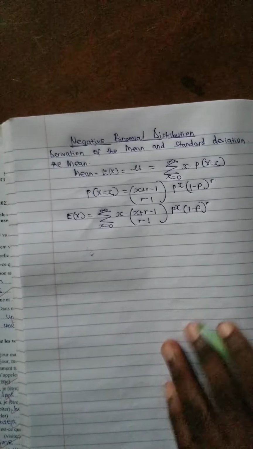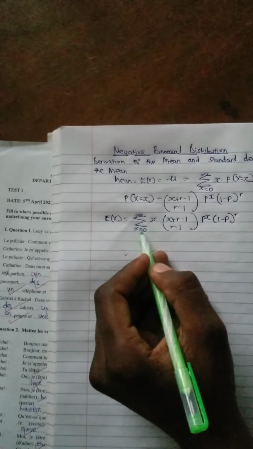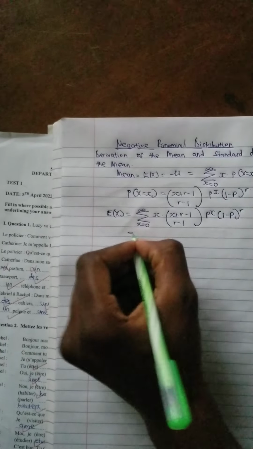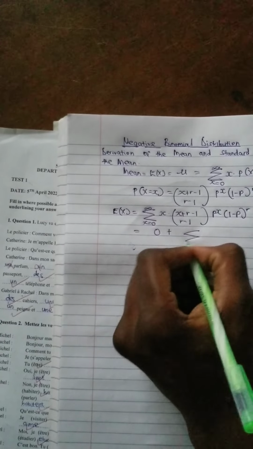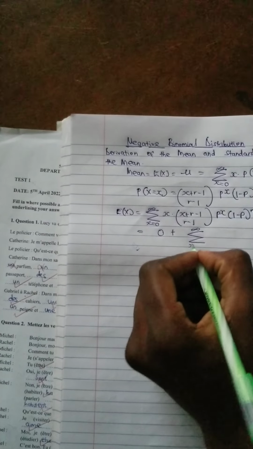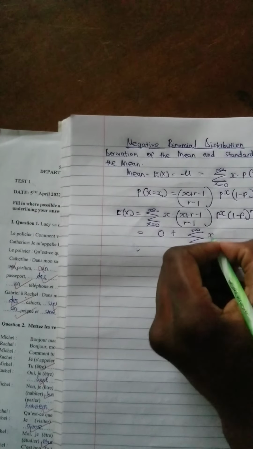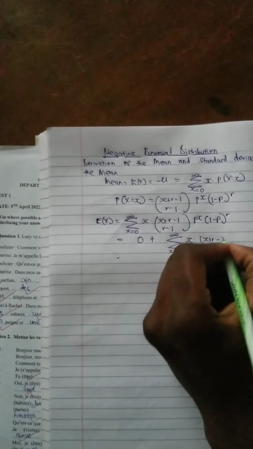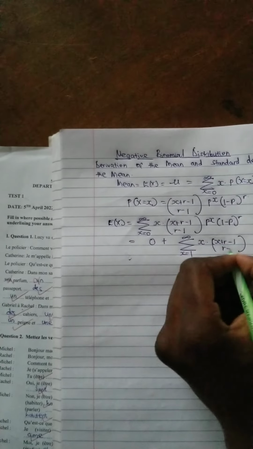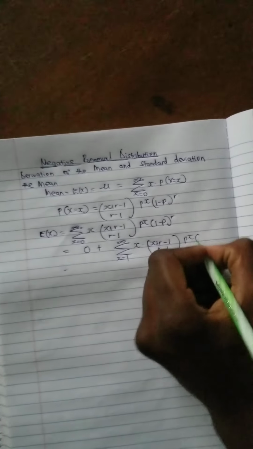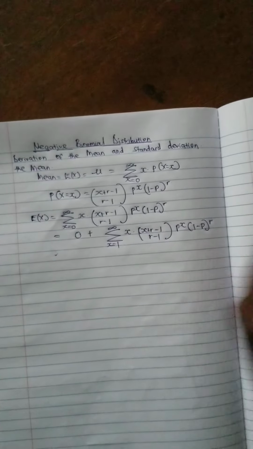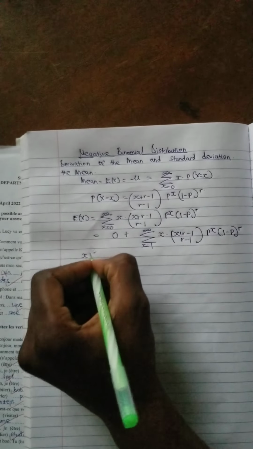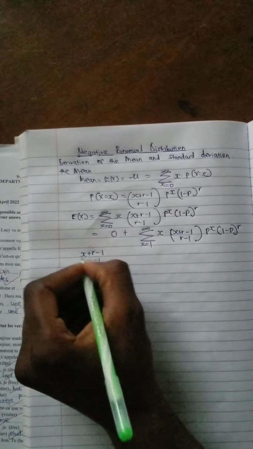For discrete, when you substitute in 0, the whole term goes. So we're left with 0 plus the summation from x equals 1 to infinity of x times (x plus r minus 1 choose r minus 1) p^x (1 minus p)^r. So we are going to first deal with this: x plus r minus 1 choose r minus 1.